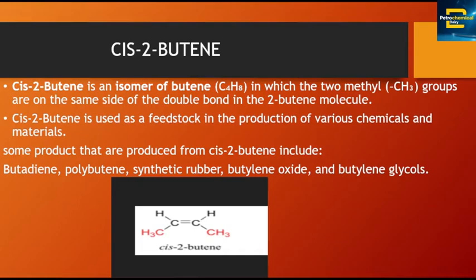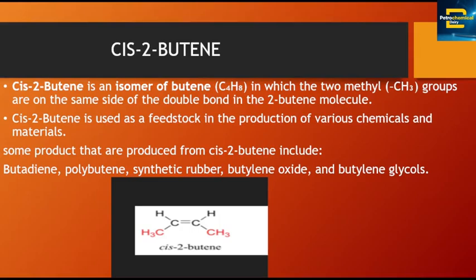glycol. If you look at the structure of cis-2-butene, you will see that the methyl groups are on the same side of the double bond. The reason why it's called cis, which means the same, is because the methyl groups, which are CH3, are on the same side of the double bond.